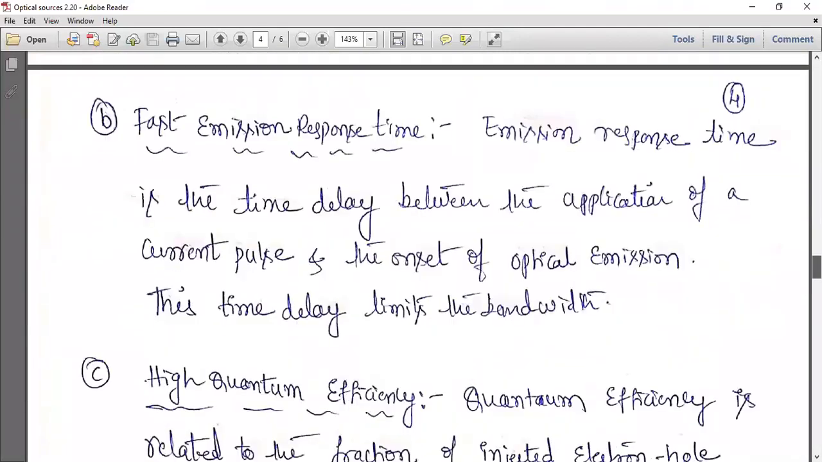Second is fast emission rate. So there should not be delay. The time delay will be less in case of LED. That is a property as well as a requirement.